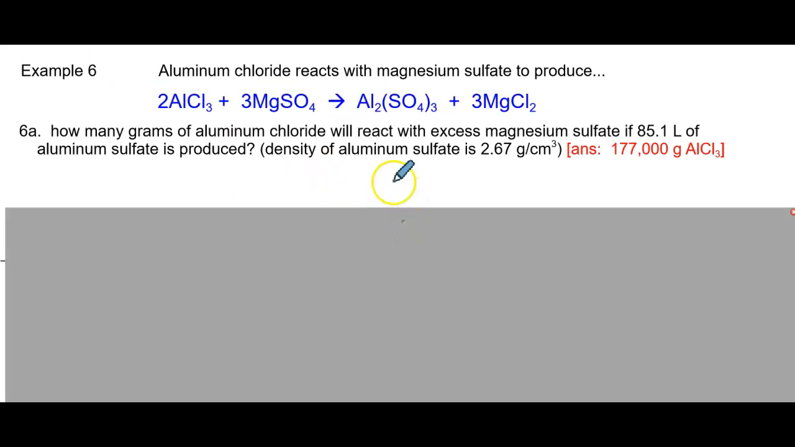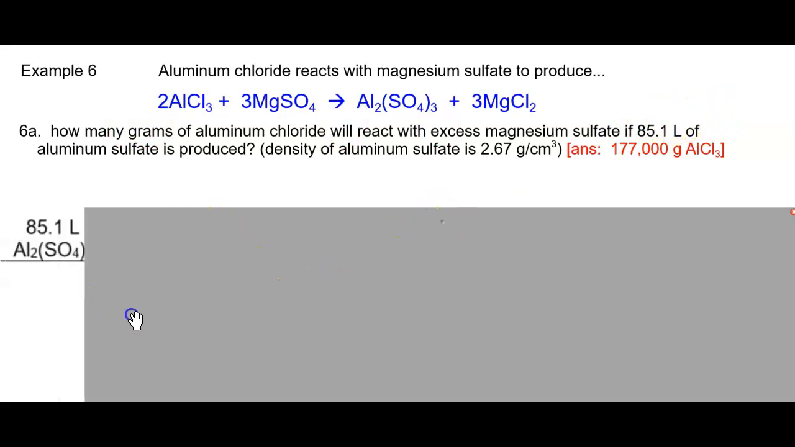Here's the equation balanced. Okay, we're going to start with how many grams of aluminum chloride will react with excess magnesium sulfate if 85.1 liters of aluminum sulfate is produced. We have a density. As we look at this problem, we're going to figure out what our starting point is. Remember that we must start with a mass, a volume, or a mole, and we must have the limiting reactant. So it tells me 85.1 liters, that's a volume, so I won't start with the density. The only option I have is to start with 85.1 liters.